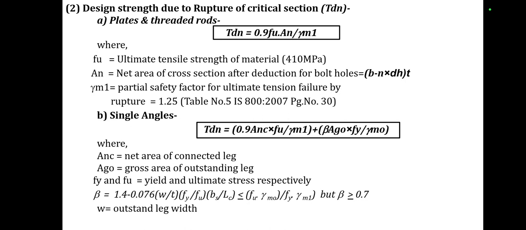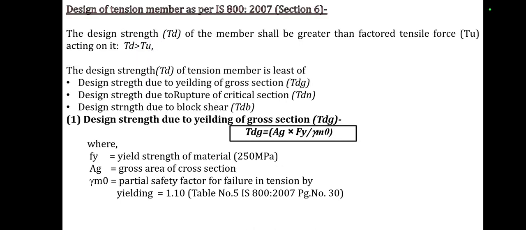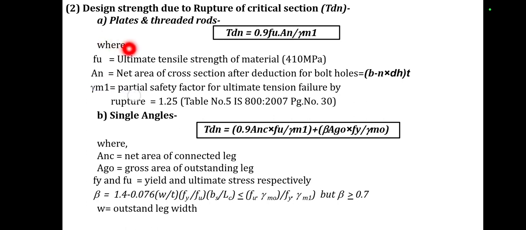Now, as we know, there are different elements used for the design of tension members. So this rupture of critical section is calculated for two types of members, as given. For plates and threaded rods, TDN equals 0.9 into Fu into An divided by gamma m1. Here Fu is the ultimate tensile strength of the material, which is assumed as 410 MPa.